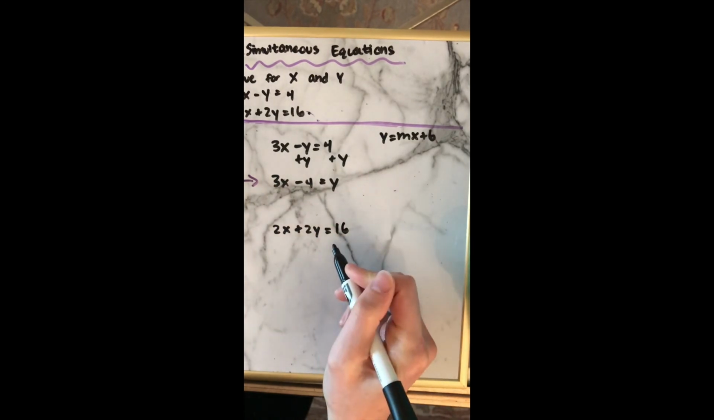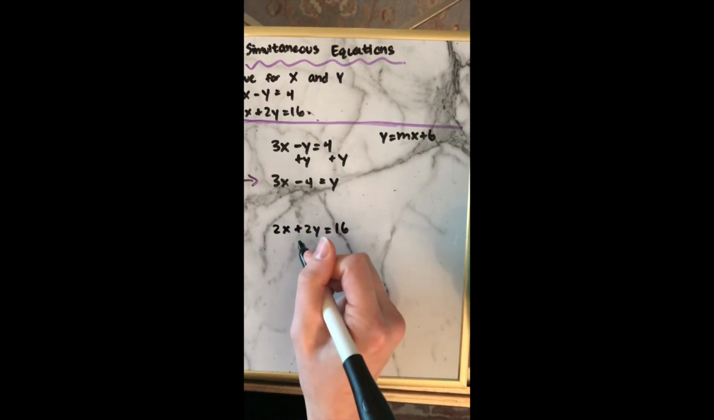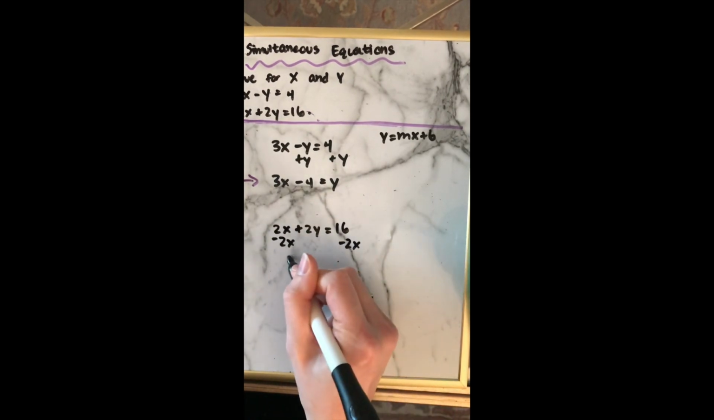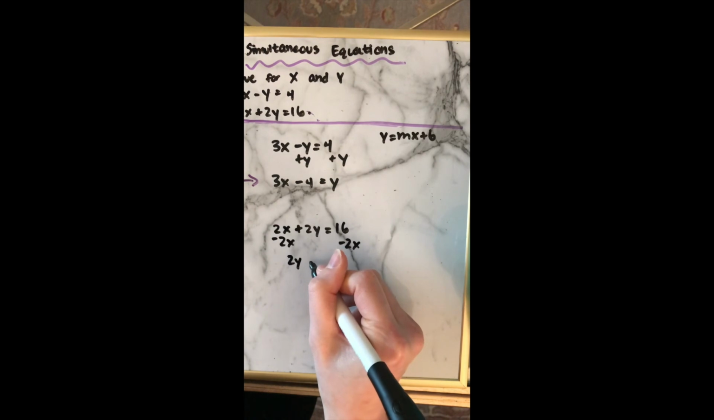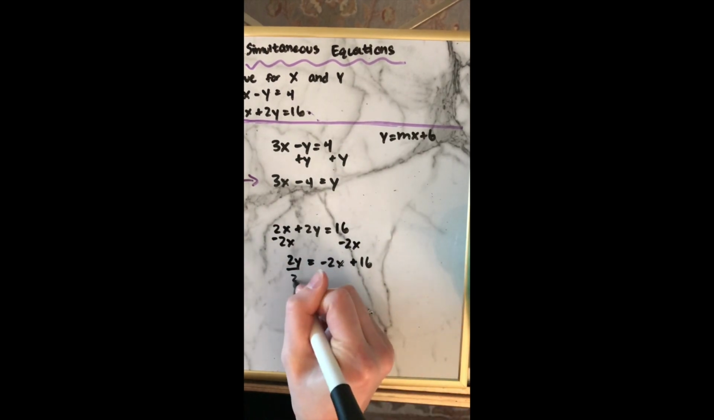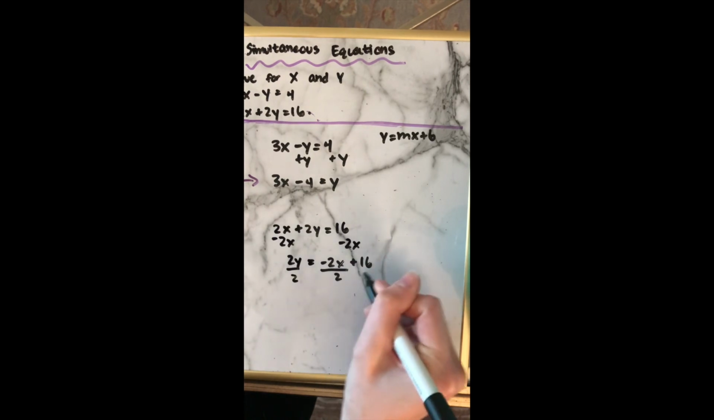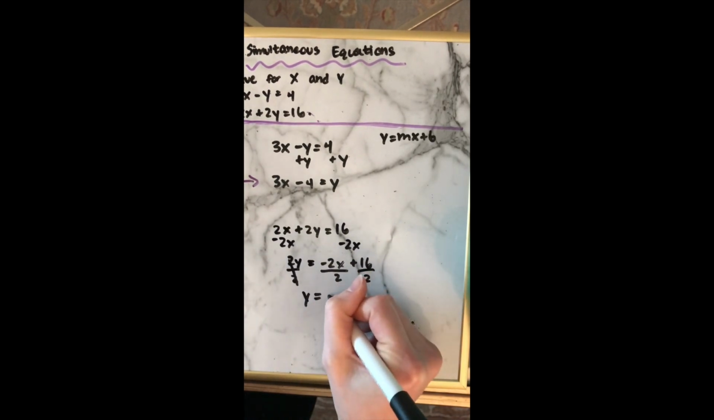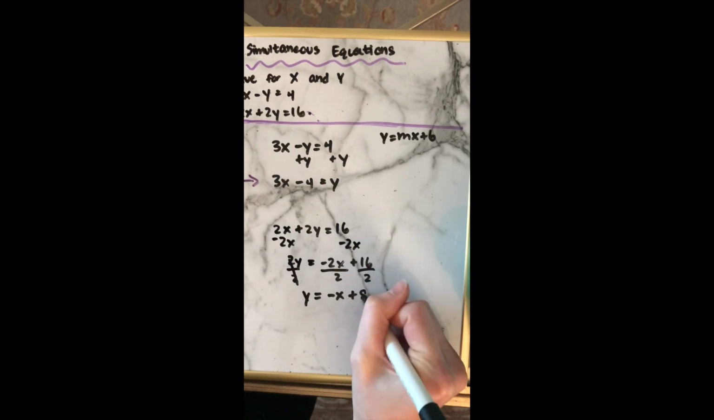and we want to put this into y equals mx plus b form also. So let's move this around. Subtract 2x from both sides. We're left with 2y equals minus 2x plus 16. Divide out 2, so we get y alone. So now we're going to be plugging in y equals minus x plus 8.